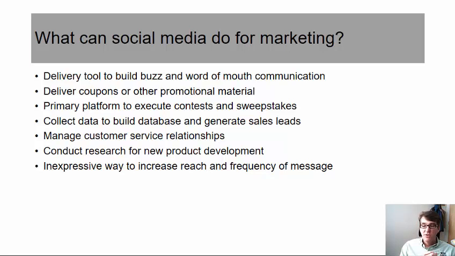And then the last one is an expressive way to increase reach and frequency of the message. So this is one way that you can be creative and express ways to increase reach. Reach would be the breadth, how far your advertisement goes out, how far people know about your company. The frequency is how often they interact with your company, be it coming and participating in the experience, or through a media type of engagement.